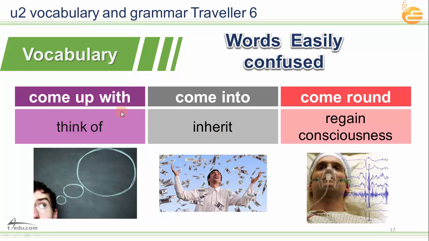So we put two exercises in one, which is confusing, and phrasal verbs together. So we have come up with, to think of something and to find a solution for something. Come into, to inherit. So God forbid, somebody from your family died, so you take his money, and this is called inherit. So come around, to regain consciousness. So he was in a coma, then he came back, or he came round.